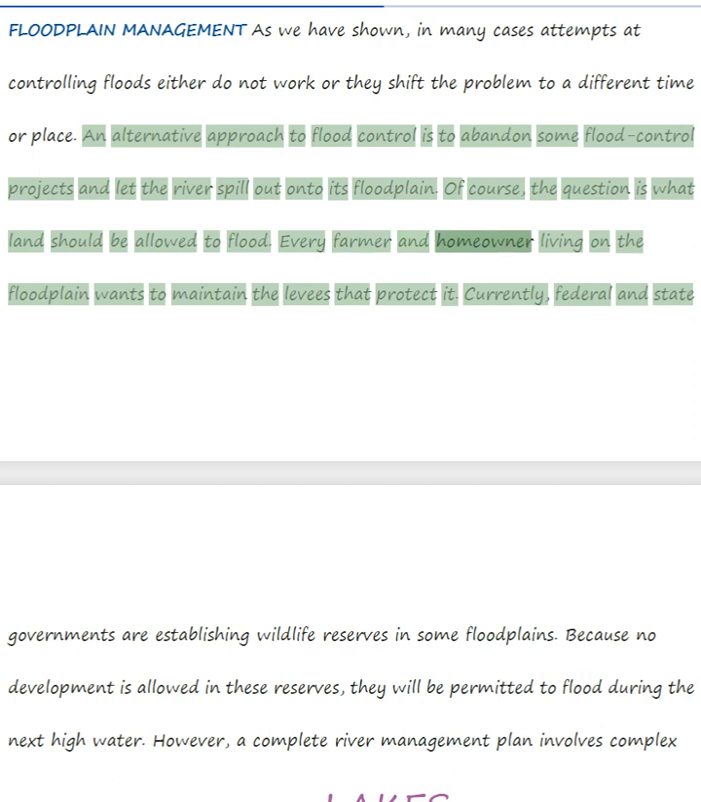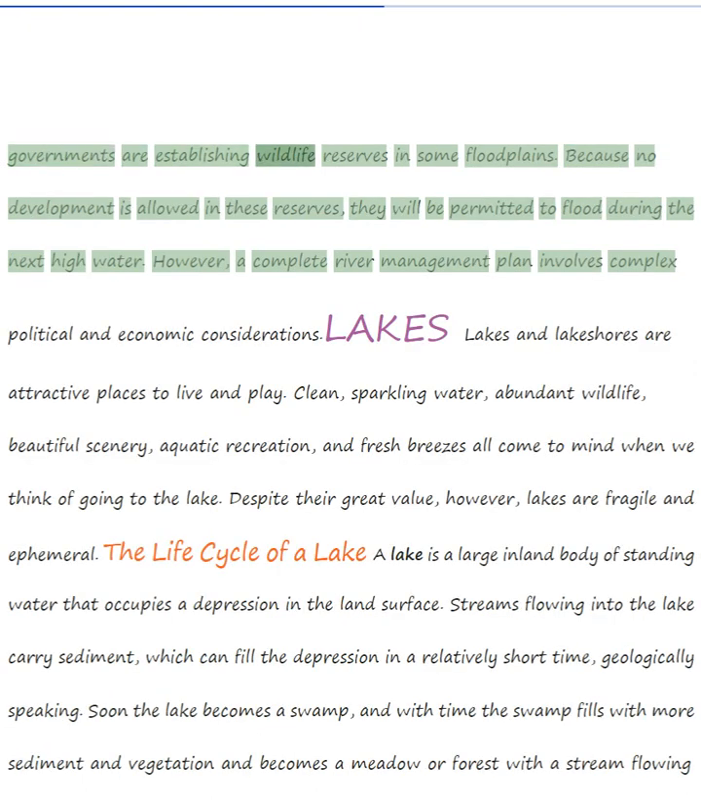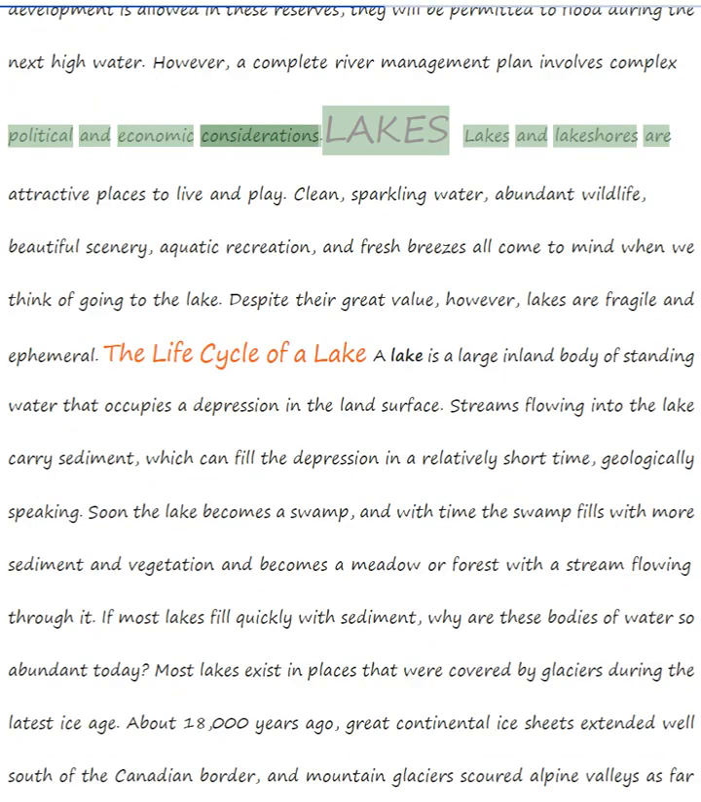Every farmer and homeowner living on the floodplain wants to maintain the levees that protect it. Currently, federal and state governments are establishing wildlife reserves in some floodplains. Because no development is allowed in these reserves, they will be permitted to flood during the next high water. However, a complete river management plan involves complex political and economic considerations.